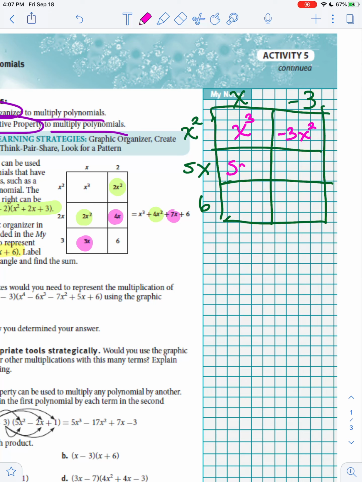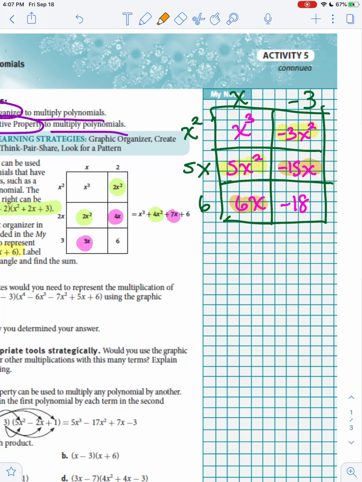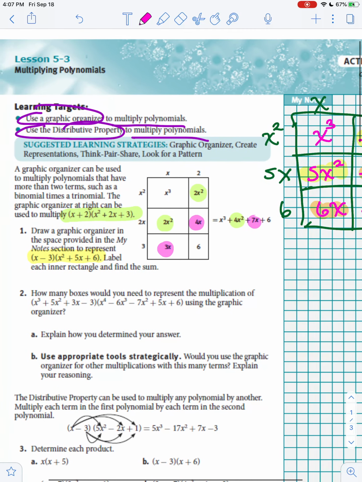Okay, now we'll switch to the 5x. 5x times x is 5x squared, 5x times negative 3 is negative 15x, 6 times x is 6x, 6 times negative 3 is negative 18. And then we go searching for like terms. So I see some x squared terms that line up, and I also see x terms that line up. So we'll want to combine those.